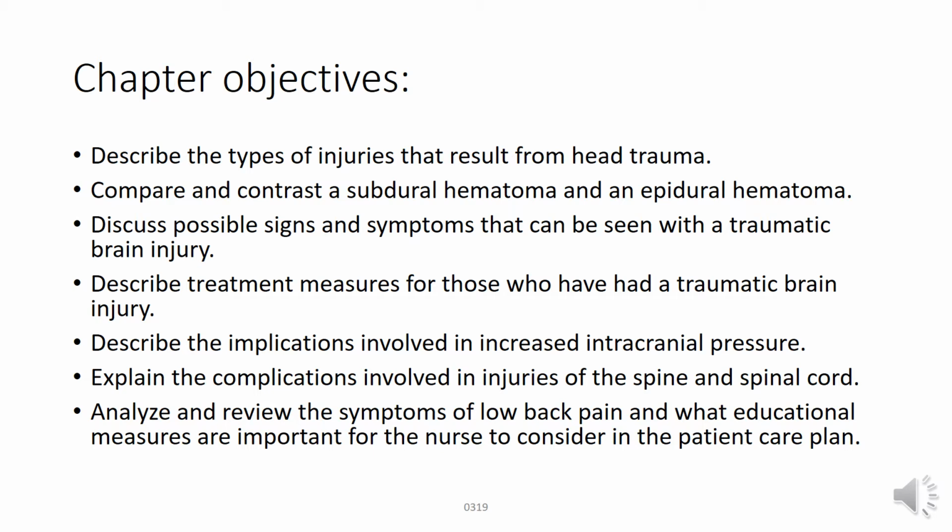After listening to this lecture and reading your chapter thoroughly, you should be able to describe the types of injuries that result from head trauma, compare and contrast a subdural hematoma and an epidural hematoma, discuss possible signs and symptoms that can be seen with a traumatic brain injury, describe treatment measures for those who have had a traumatic brain injury, describe the implications involved in increased intracranial pressure, explain the complications involved in injuries of the spine and spinal cord, and analyze and review the symptoms of low back pain and what educational measures are important for the nurse to consider in the patient care plan.